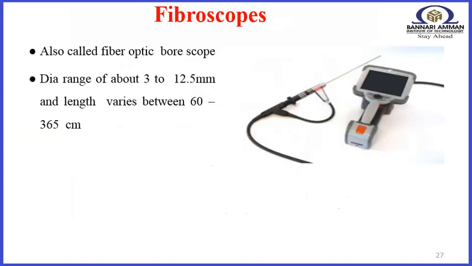Fiberscopes are flexible instruments that use a coherent fiber bundle to transmit an image back to the inspector's eye. A separate non-coherent fiber bundle is used for transferring the illumination from the light source to the inspection area. Diameter range is about 3 to 12.5 mm and length varies between 630 and 65 cm.